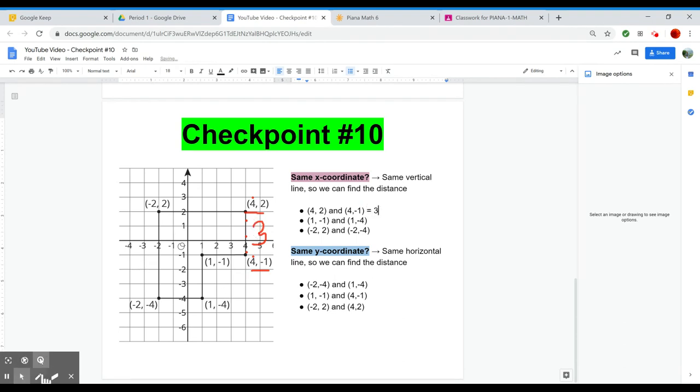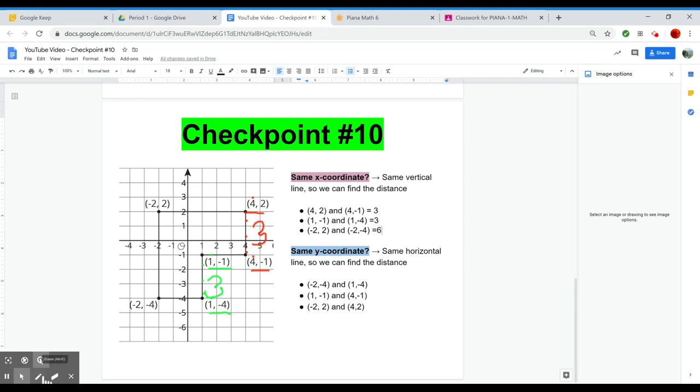We're going to do the same thing for (1, -1) right here, and then (1, -4), again same x coordinates. So we can find this vertical distance here. The distance between -1 and -4 is 3, and we can double check by looking here and seeing that we have 1, 2, 3 squares there. So we're going to put the distance as 3 here, and we're going to skip ahead, and I can tell you that the distance between these points is 6.